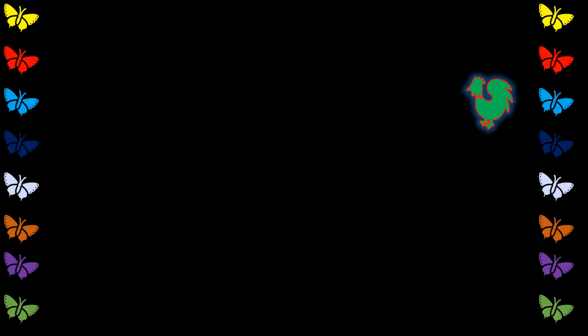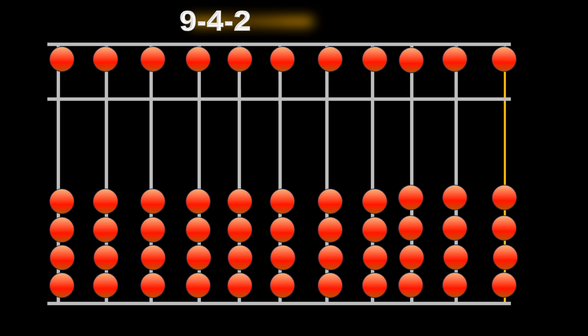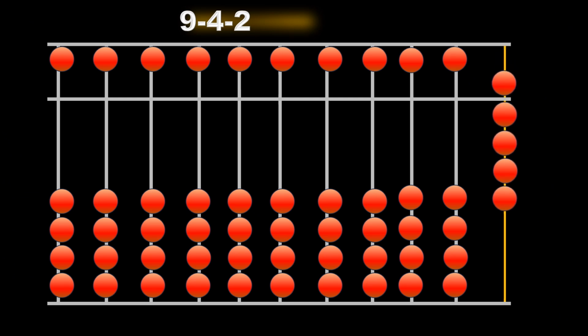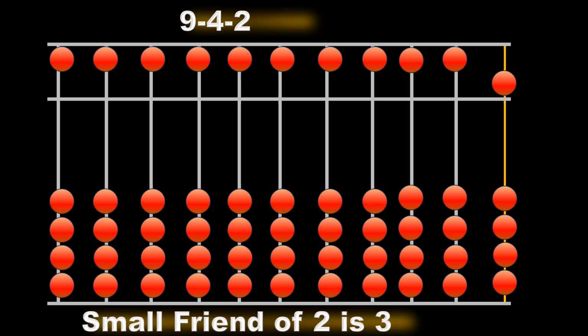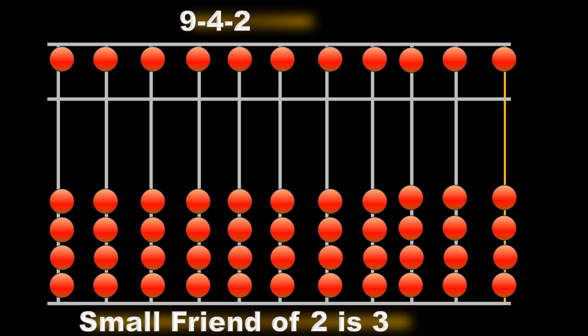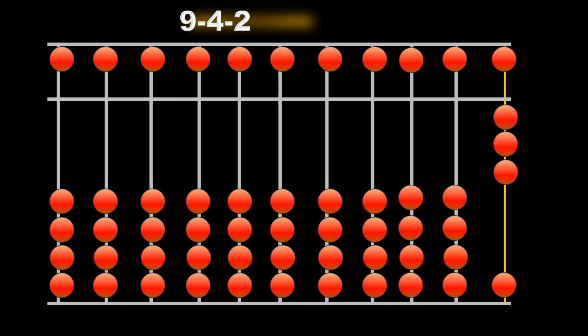See the next question. It is 9 minus 4 minus 2. Place 9 in one's rod. Now subtract all the 4 lower beads, which is the second digit. Now third digit is subtract 2. What is small friend of 2? It is 3. So subtracted 5, add 3 now. So the answer now is 3. Now see the next question.